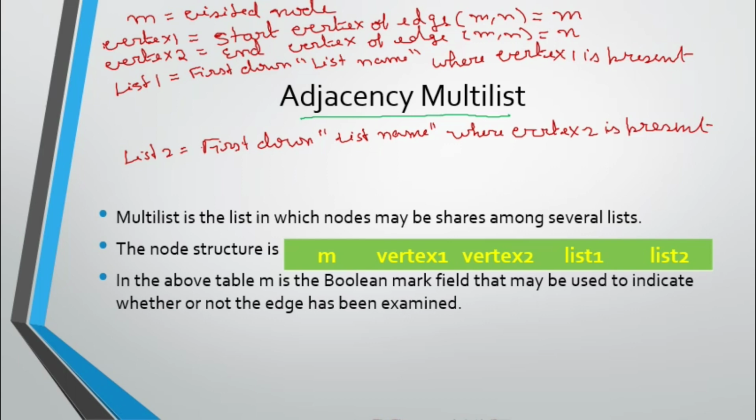In the above table, M is the boolean mark field, so it can be either true or false. It may be used to indicate whether or not the edge has been examined. So that is the adjacency multilist. Let us understand an example to understand this concept.